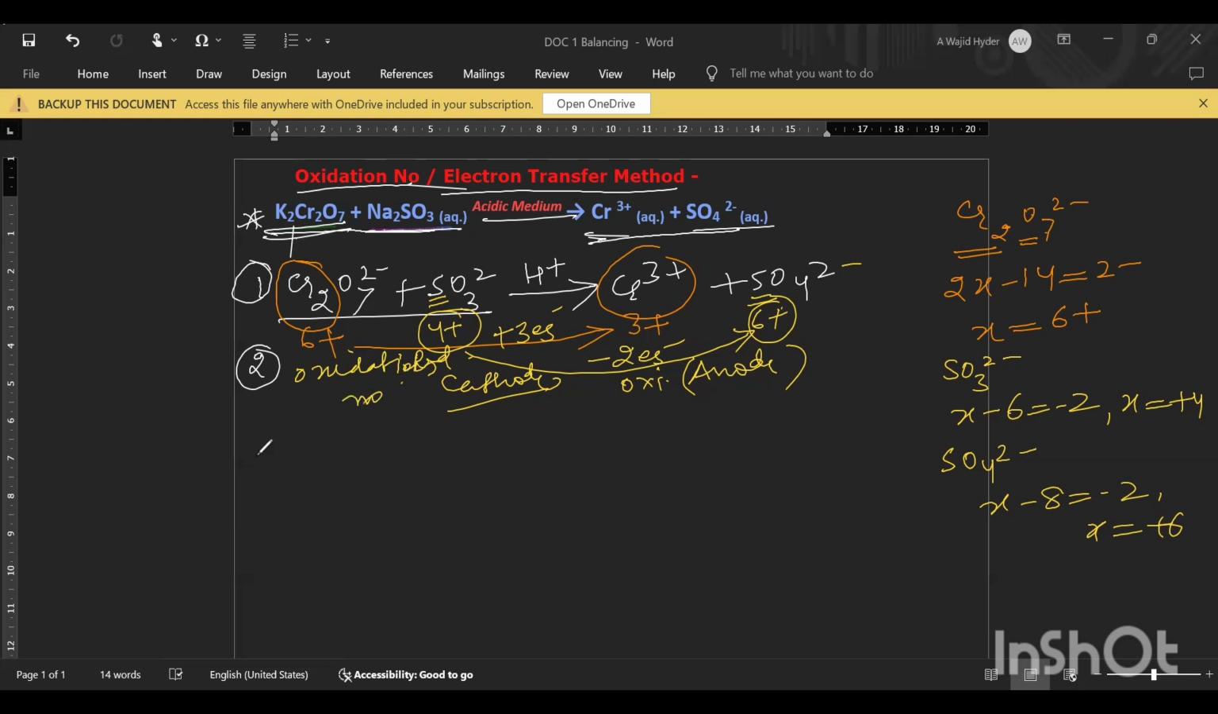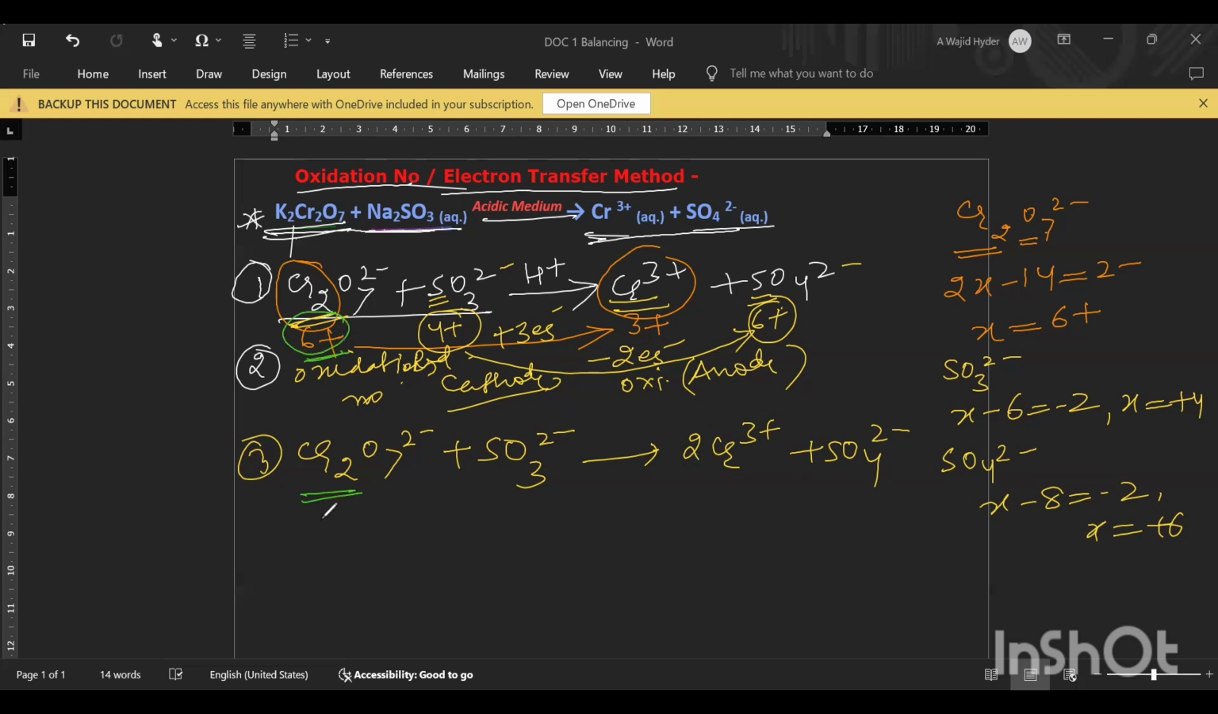Now see what you will do. Here, on the left-hand side, the number of Cr atoms is 2, and on the right-hand side, it is 1 only. So we'll write the number of atoms on the left-hand side as well as on the right-hand side the same. So what we will do, twice Cr3+, and this is SO4 2-. Now see here, this Cr is 2. One Cr is having 6+ oxidation state, 2 Cr will be having 12+. And here, 1 Cr is having 3+, and 2 Cr will be having 6+ charge.